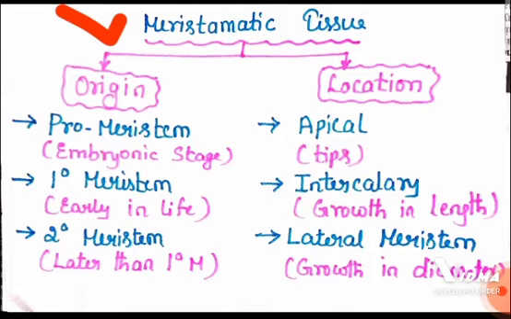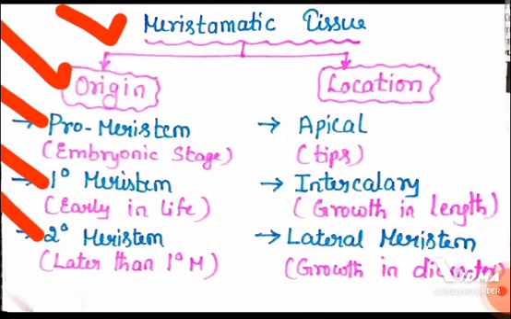It is of two types. Based on the origin, it is categorized into promeristem present in the embryonic stage, primary meristem present early in the life of the plant, and secondary meristem derived from the primary meristem.